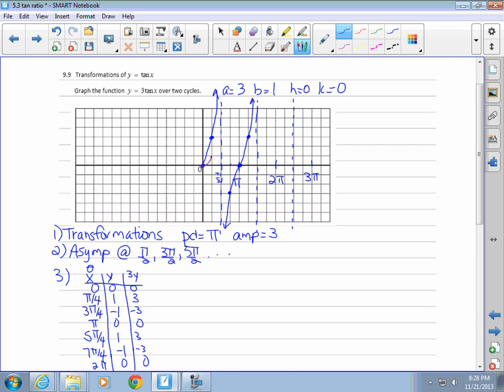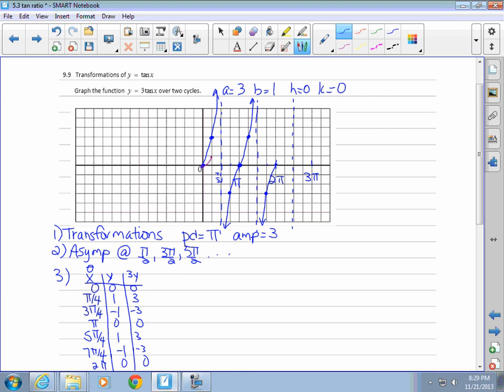So then my next one here, 7 pi over 4, which would be right here. At 7 pi over 4, it was at negative 1, so that means it's going to be down at negative 3, and then at 2 pi, it's back at 0. So it's going this way. So now I've done 2 complete cycles. I've got 2 on the positive, if you want to think that way, 2 on the negative. So that's done for my graph of it.